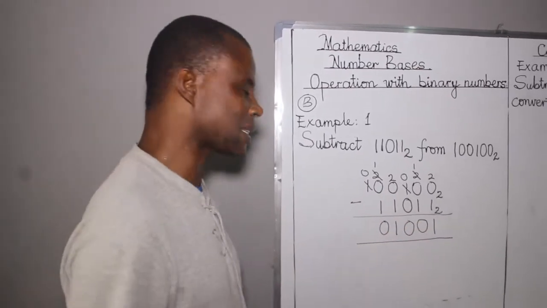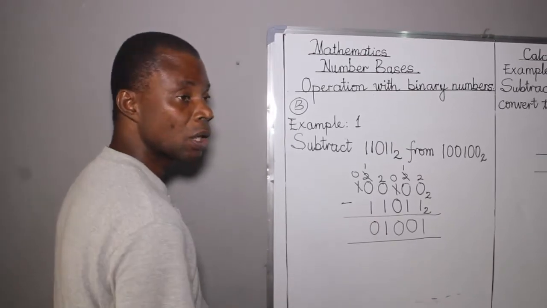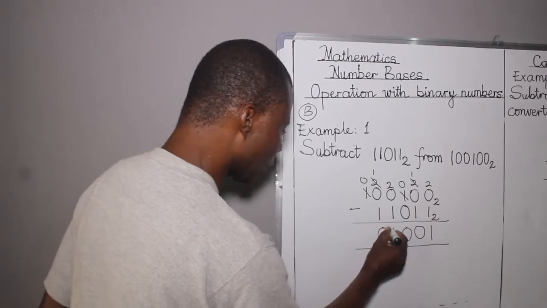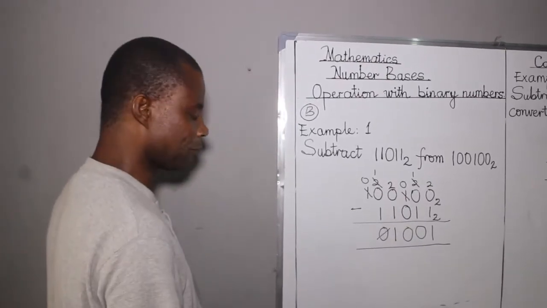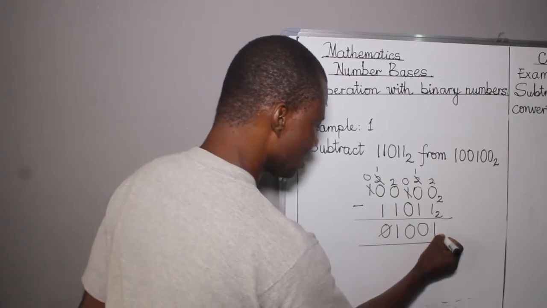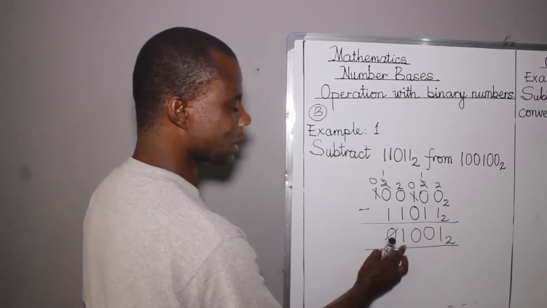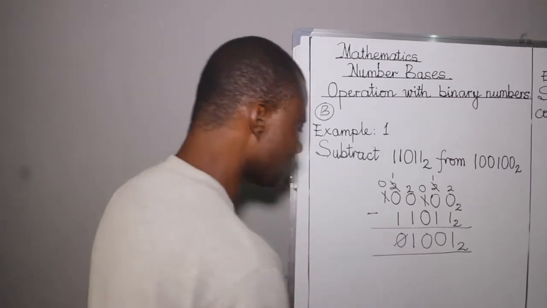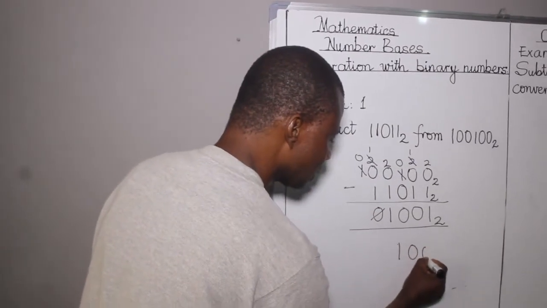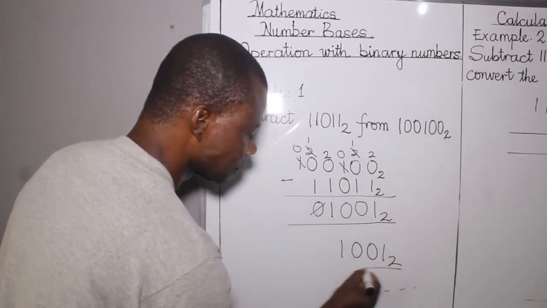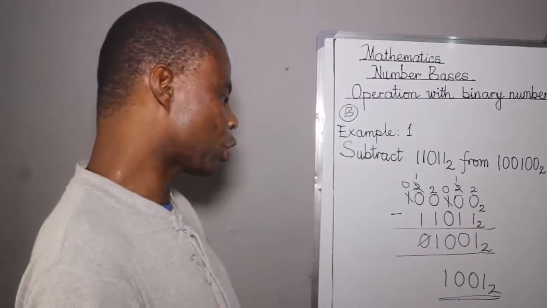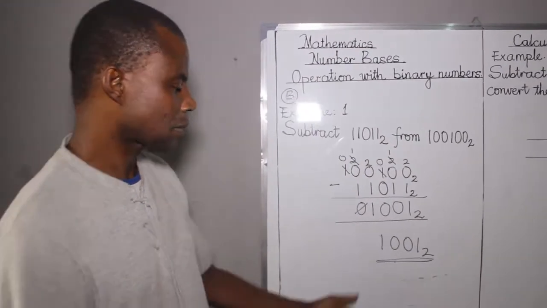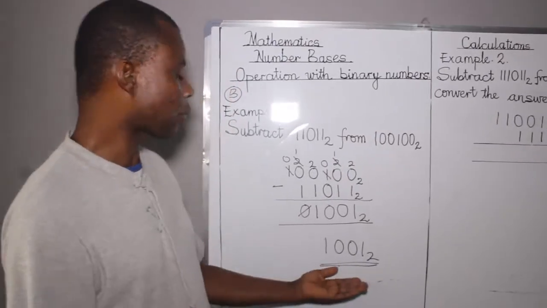Now what's my final answer? This 0 is a valueless figure, and therefore we cross it out or wipe it off. And our final answer becomes 1001 to base 2. That's our final answer. So when you're writing the answer, you can just write 1001 to base 2 as your final answer. This shows more maturity than this. This is correct, but this is the appropriate answer.